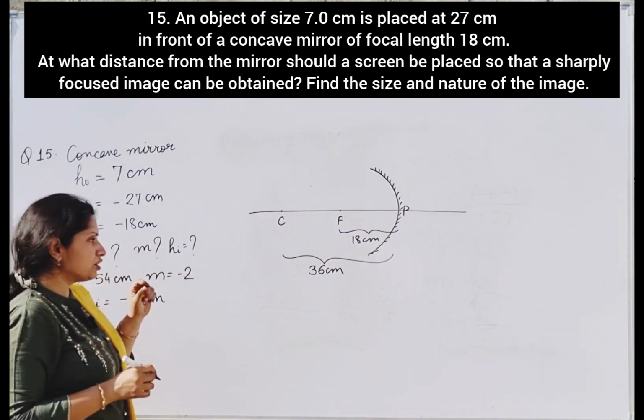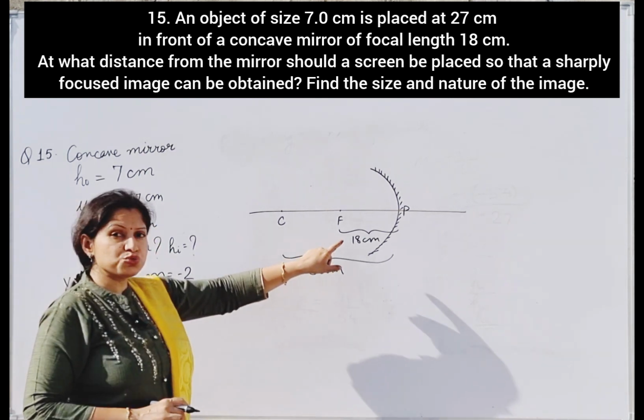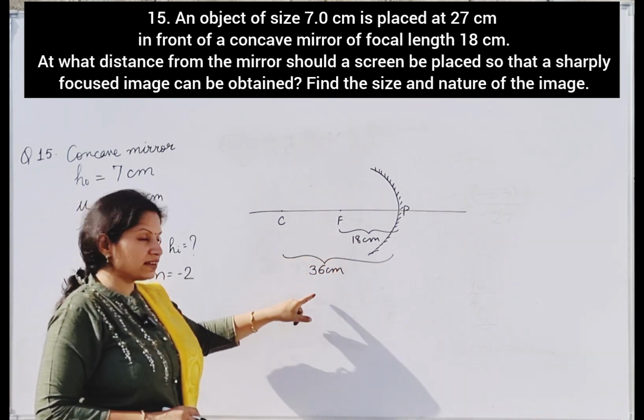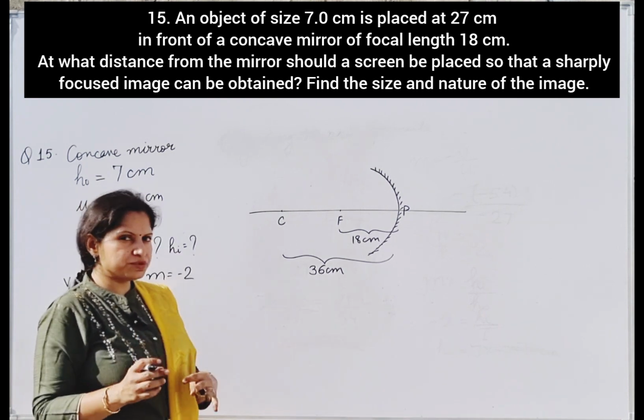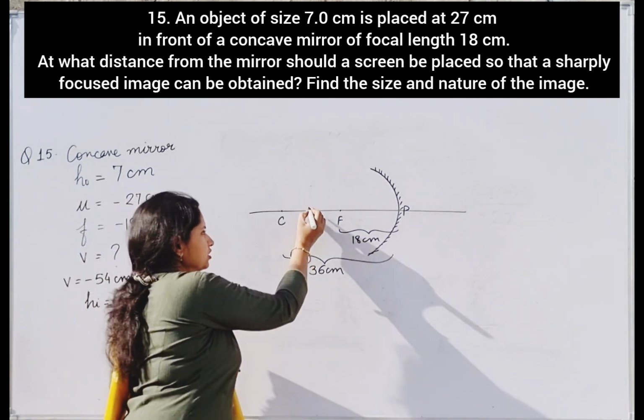Where is the object placed? The object is placed at a distance of 27 centimeter. Now you can see that 27 centimeter is more than 18 and less than 36. So where is the object placed? Between C and F. Our object is placed somewhere between C and F.